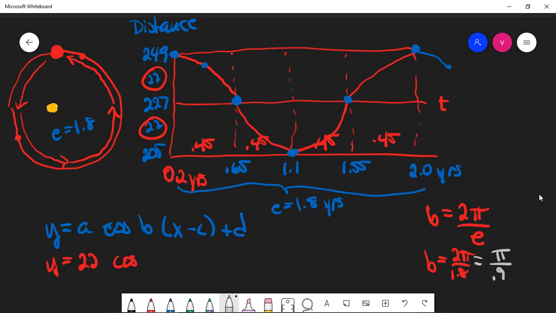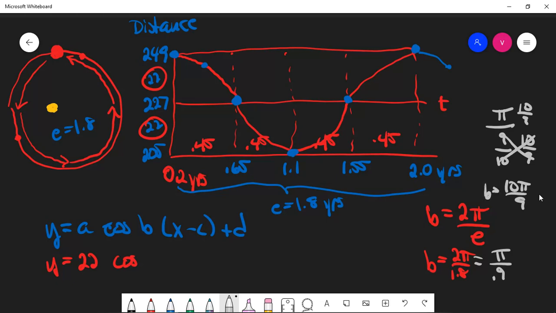Okay, I'm going to go up here. Pi over 0.9 is the same as pi over 9/10. And you multiply by the reciprocal on numerator and denominator. So you get 10 pi over 9 for B.